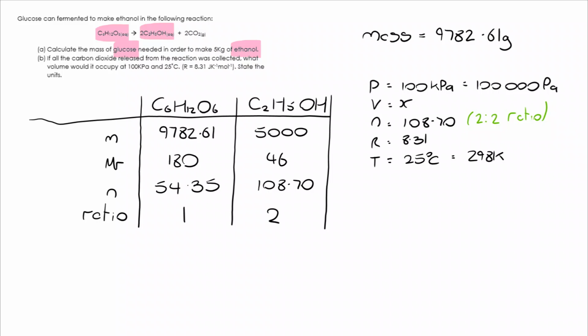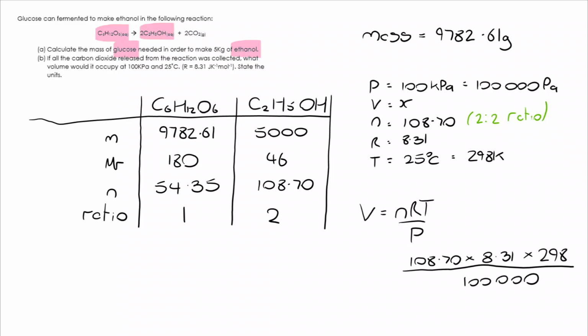Once I've got all of those figures, I can put them into the rearranged equation. V is nRT over P. I substitute those figures in, I carry out the calculation, and I get to a volume of 2.69 metres cubed.